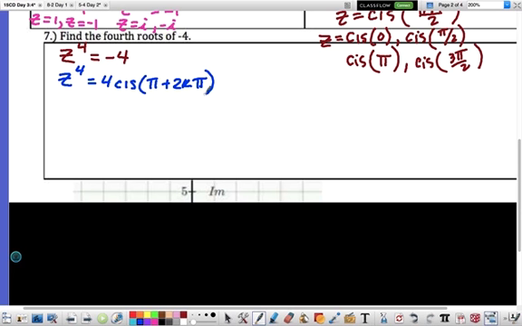It might not be clear that that's equivalent, but if you do cosine of pi, what do you get? -1. That gives you a -4. Do you see how these two are equivalent? Yeah. So that was tricky. Let's see, next step. 4th root both sides.